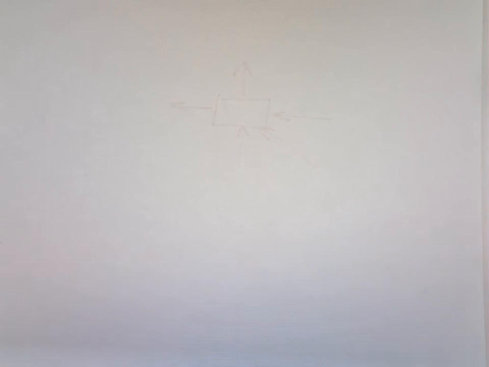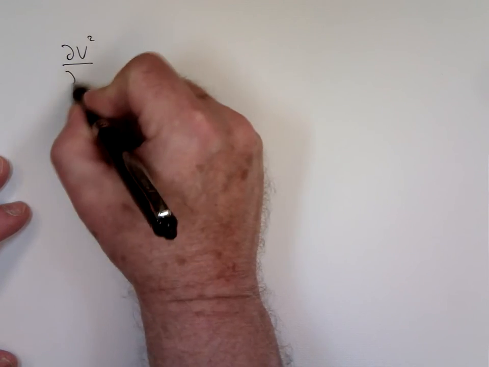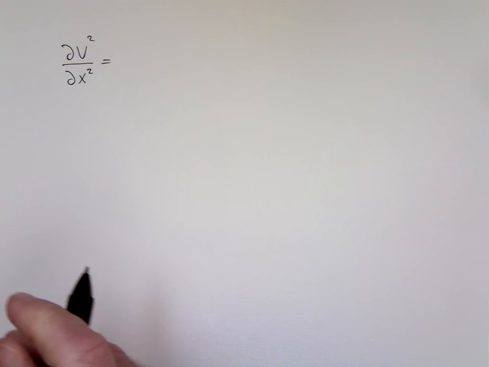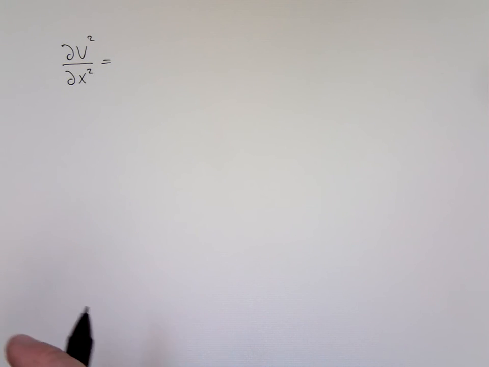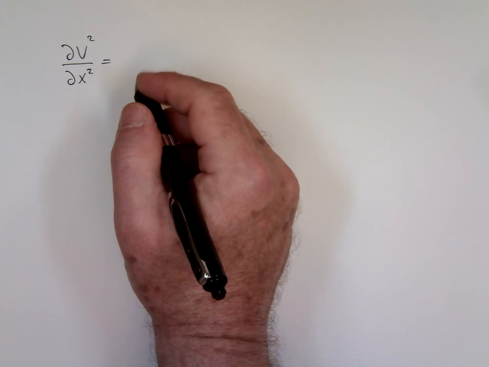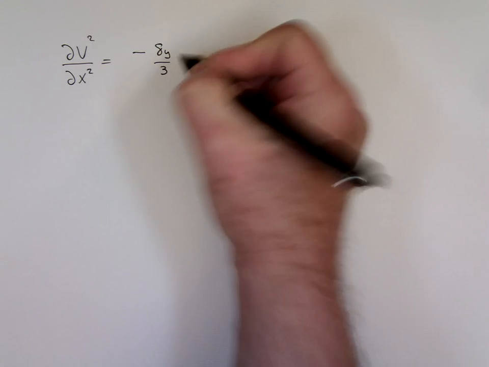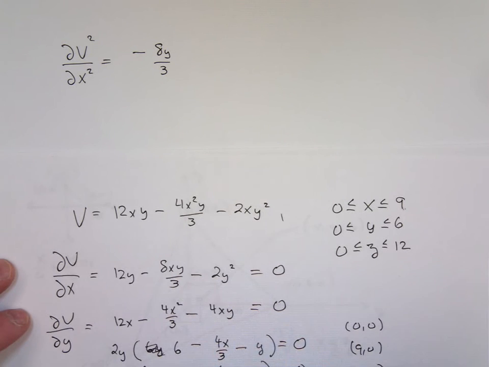So let's prove it. What we're going to do is take the second partial with respect to x. We have our first partial, 12y minus 8xy over 3 minus 2y squared. The second partial of that with respect to x is going to be negative 8y over 3. That's kind of nice. This is our first partial with respect to x.